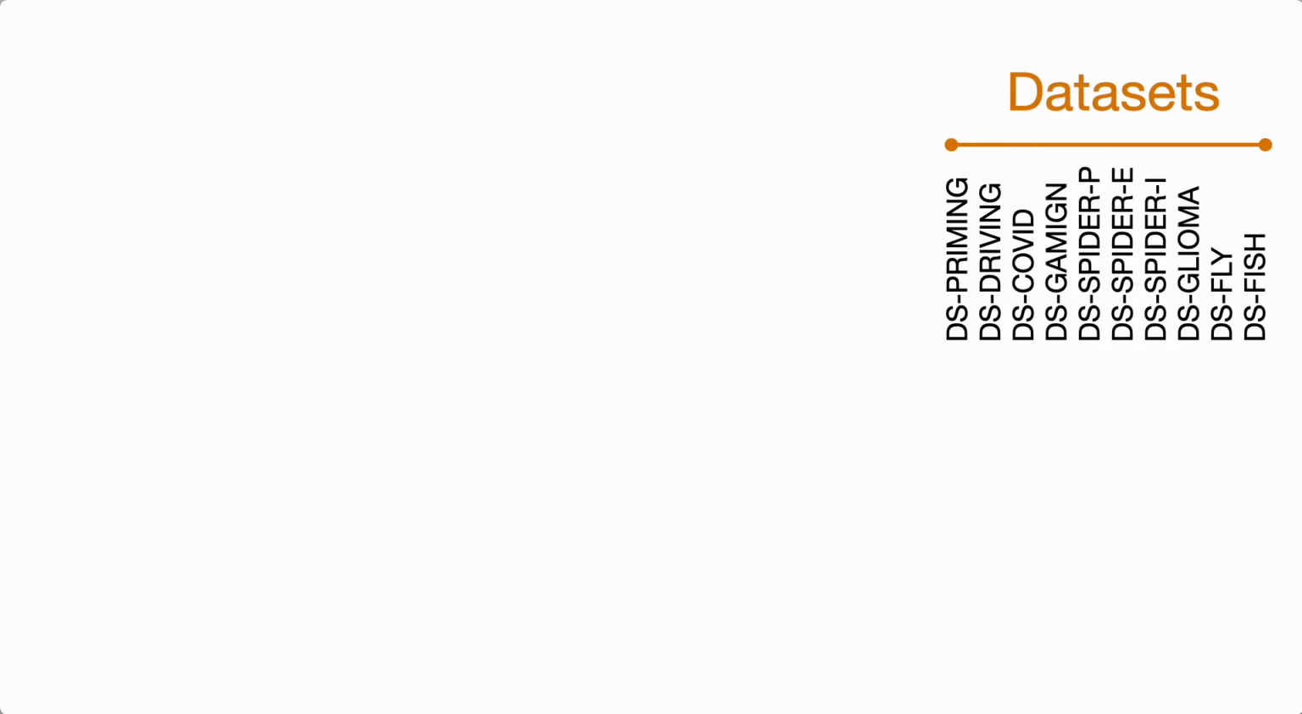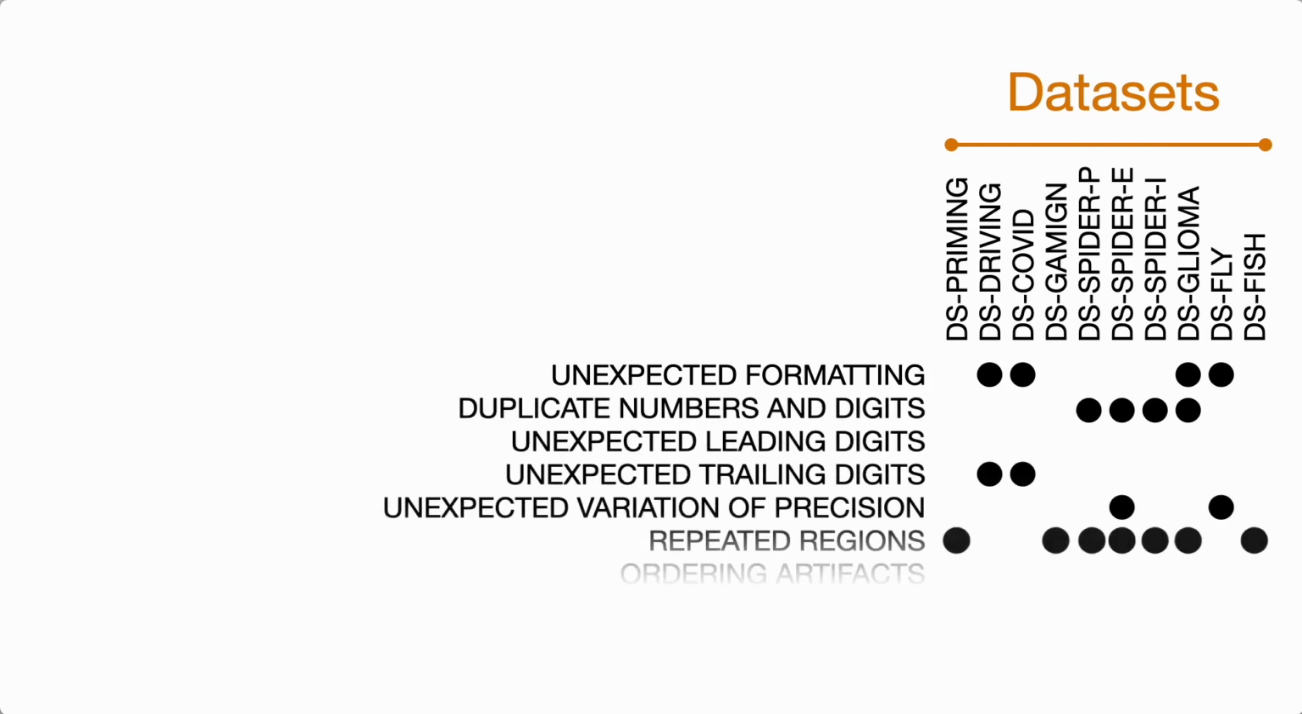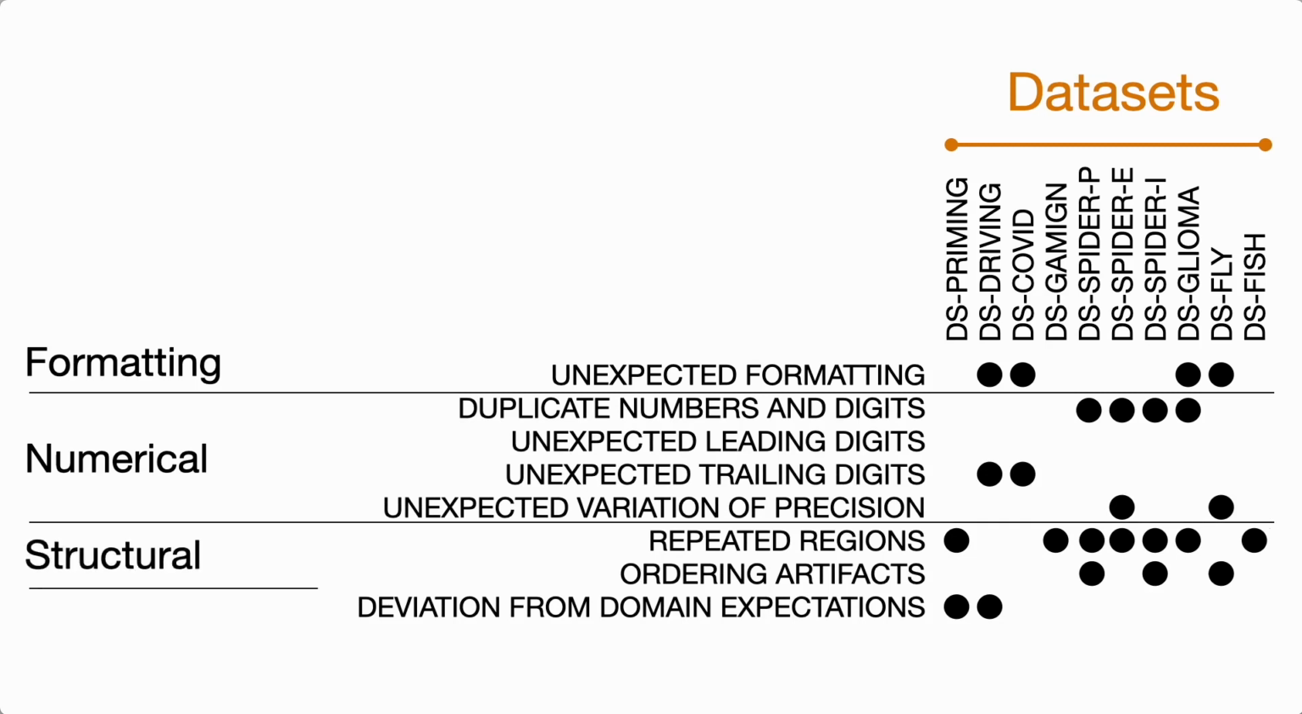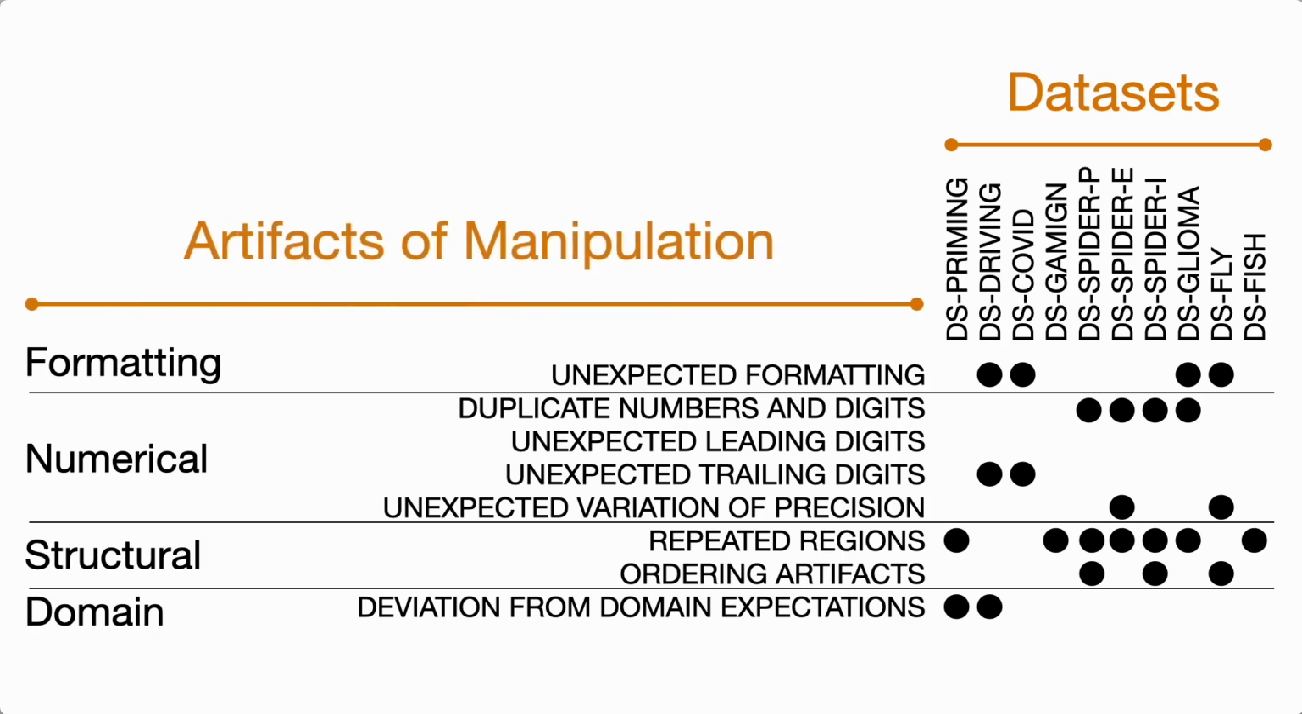After investigating all these datasets, we identified patterns that exist across them. One pattern that we identified is unexpected formatting, which I will discuss in detail later. We also recorded the 4 datasets that exhibit this pattern. We did this for 7 other patterns and organized them into 4 higher-level themes: formatting, numerical, structural, and domain. We refer to these patterns as artifacts of manipulation.